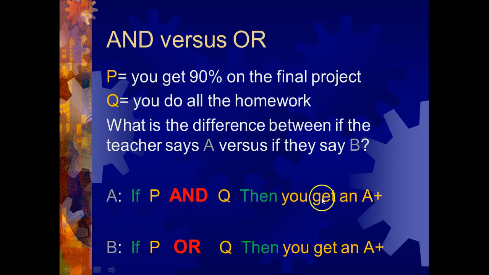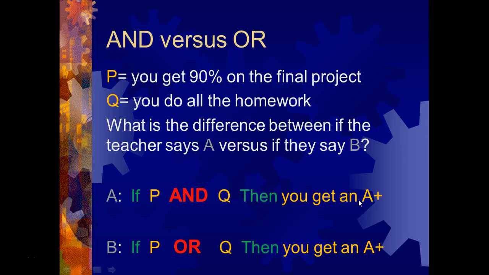Okay, so what is the difference between if the teacher says A versus if the teacher says B? What's the difference between these two statements? So if the teacher says if P and Q, then you get an A plus. So P, remember, is that you got 90% on the final project, and Q, remember, is that you do all the homework. So the teacher says if P and Q means if you get 90% on the final project and you do all the homework, then you get an A plus.